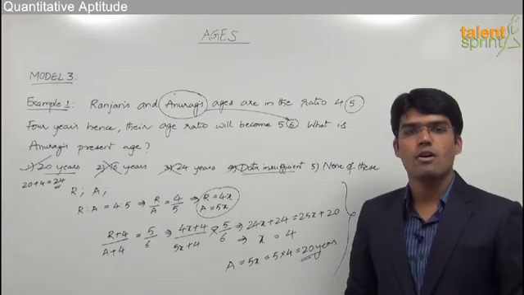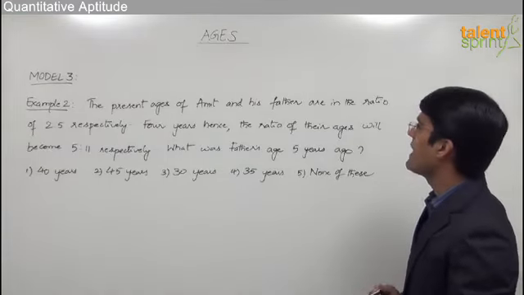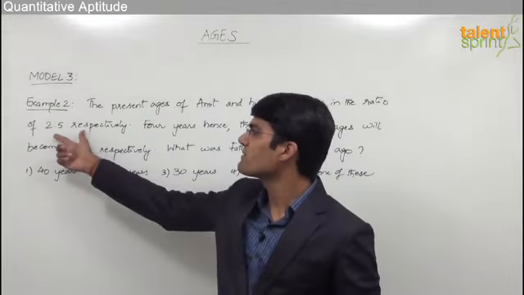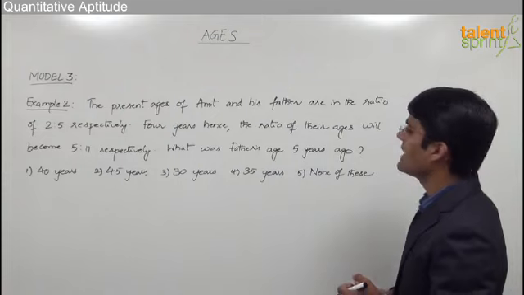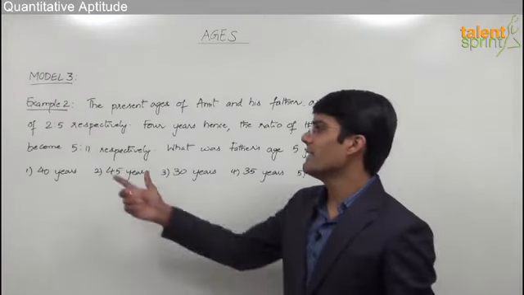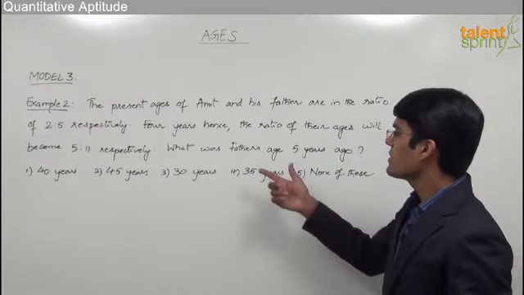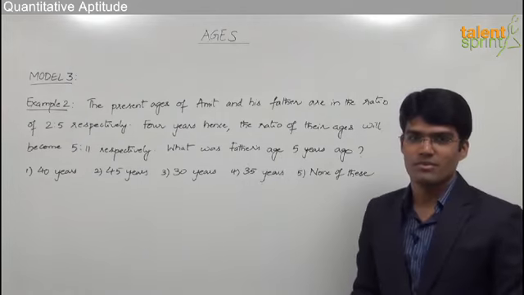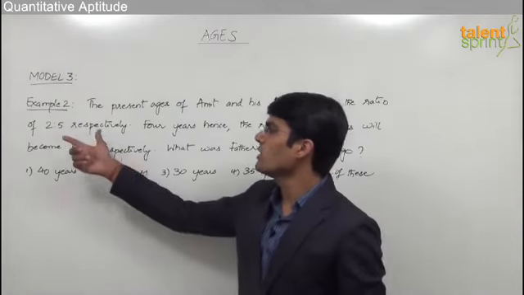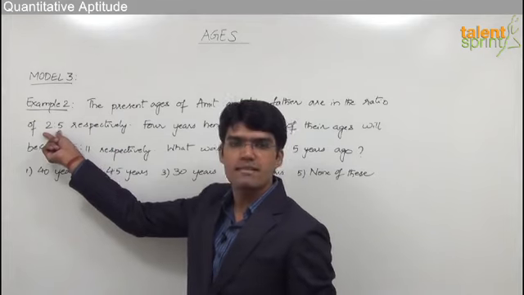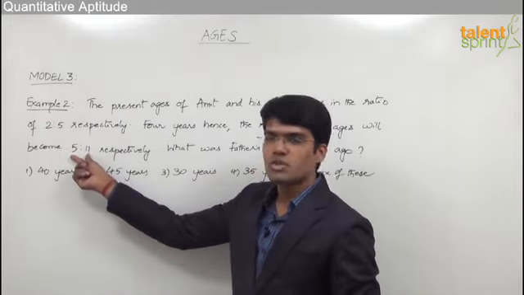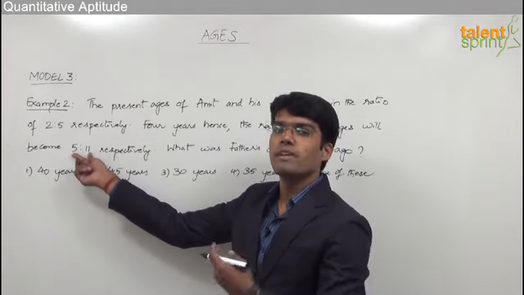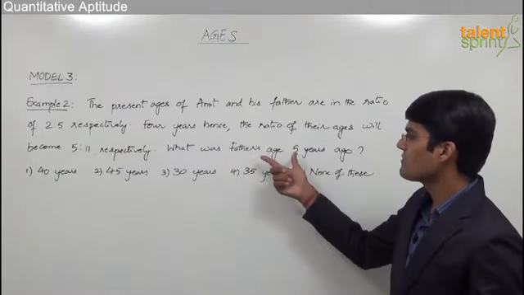The question here is, present ages of Amit and his father are in the ratio 2:5 respectively. 4 years hence, the ratio of their ages will become 5:11 respectively. What was father's age 5 years ago? So as you can see here, we have got two ratios. One is the present ages ratio of Amit and his father, and the second one is the ratio of Amit and his father's age 4 years hence. And we are supposed to find out father's age 5 years ago.